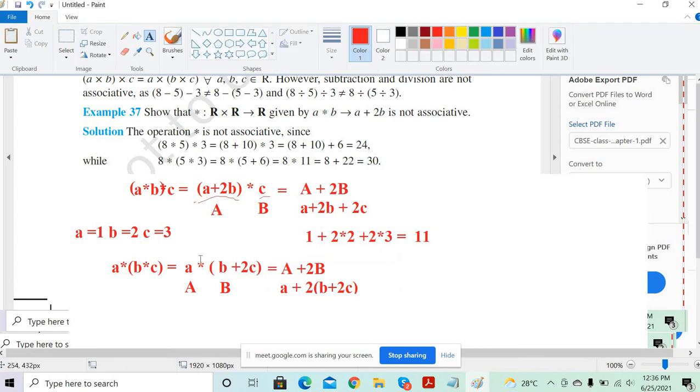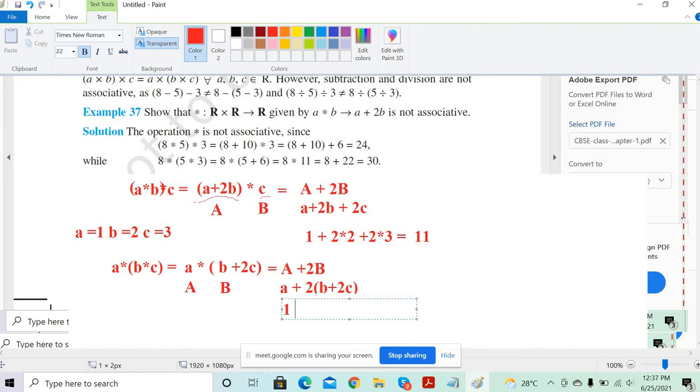Now a is 1, b is 2 and c is 3, so let's put it here. a is 1, plus 2 into b, which is 2 plus 2 into 3. What is the answer? 2 plus 6 is 8, and 2 multiplied by 8 is 16. So 1 plus 16 is 17. Correct.